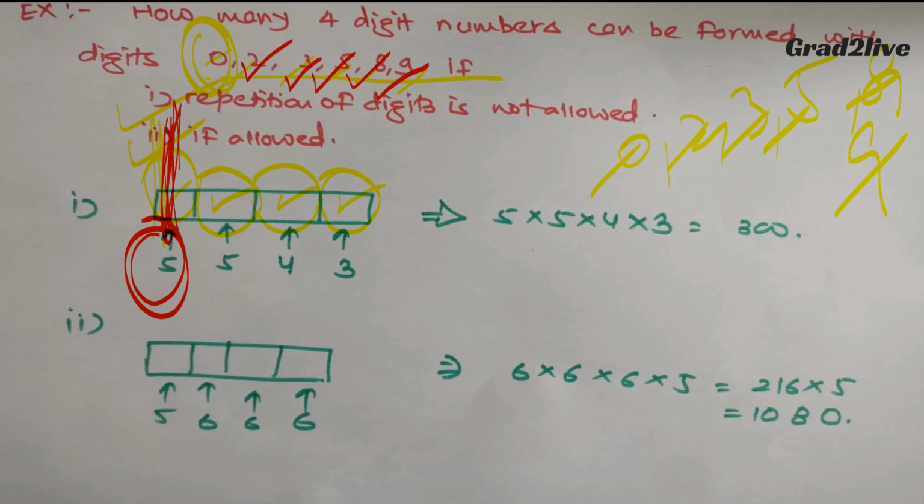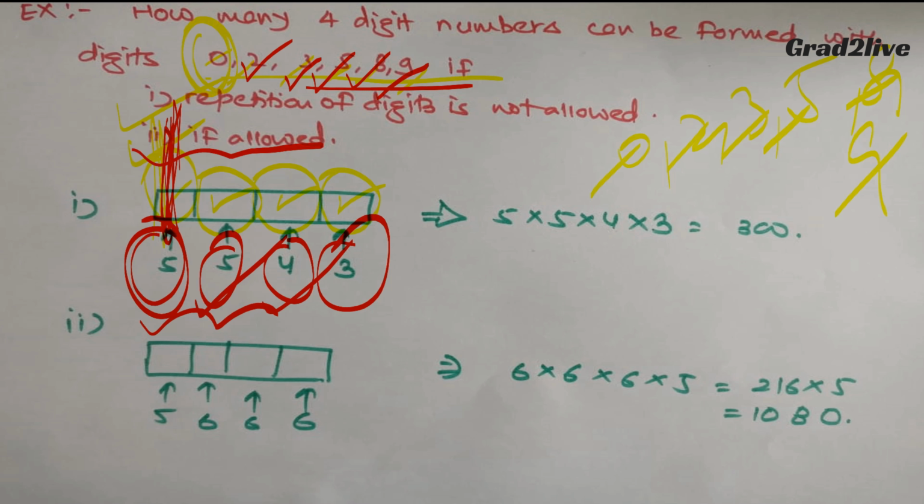Now the second box can be filled in 5 different ways. You know why? Because the first box has already consumed 1 digit, right? So you are left with only 5 digits. The third box can be filled in 4 different ways. Why? Because the earlier 2 boxes have already consumed 2 digits, so you are left with only 4 digits. Similarly, the last box can be filled in 3 different ways, because the first 3 boxes have already taken up 3 digits. So you just have 3 digits in your hand to fill it.